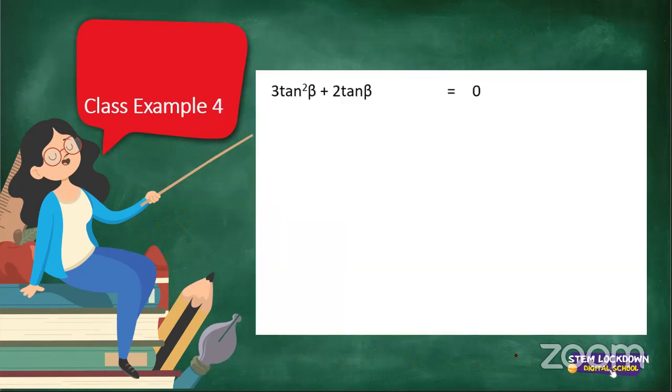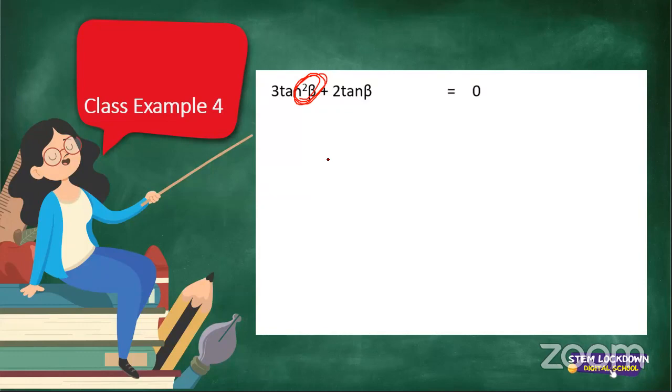Example 4, 3 tan squared beta plus 2 tan beta is equal to 0. So guys, again, I'm not giving you instruction again. And I want to say to you, how you know you're working with a quadratic is the moment you put a square over your function. That's when you know you are within your quadratic equation. And so you're going to come out with 2 answers.